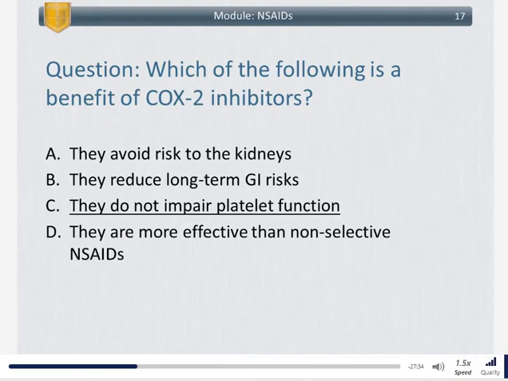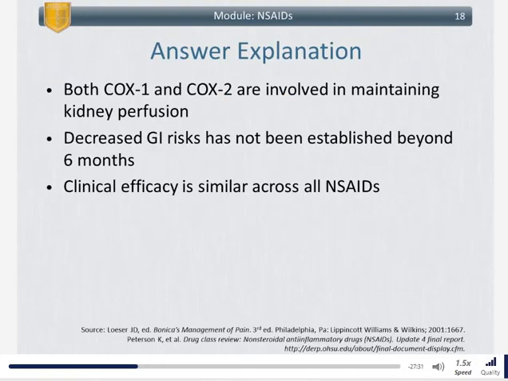So let's explore the others. Both COX-1 and COX-2, these are the enzymes that convert arachidonic acid into prostaglandins. So both COX-1 and COX-2 enzymes are involved in maintaining kidney perfusion. Therefore, giving a COX-2 inhibitor, and the only one on the market now is Celebrex, does not maintain safety to the kidney. So that patient we just talked about, that hypovolemic patient, you cannot treat their fever or their pain with Celebrex until you make them euvolemic.